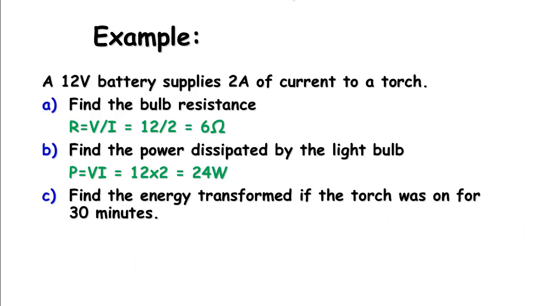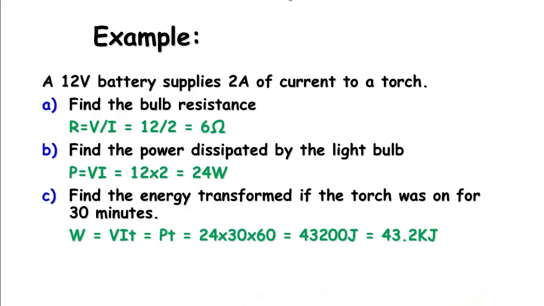And finally, how much energy is transformed if we turn it on for 30 minutes? Well, energy equals VIT, which is also the same as power times time. So rather than doing that calculation we did in part B again, we can use that answer. 24 times the 30 minutes times 60 seconds per minute. That puts it into the correct units and gives us 43,200 joules or 43.2 kilojoules.